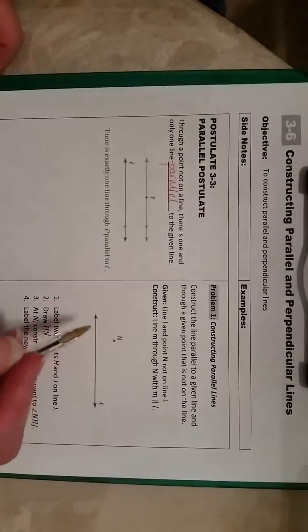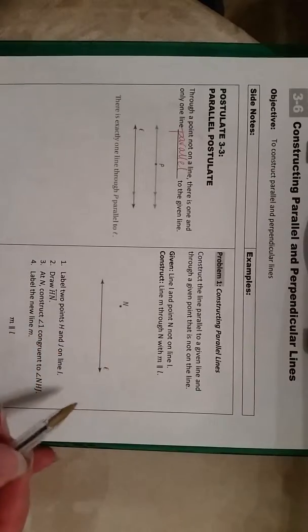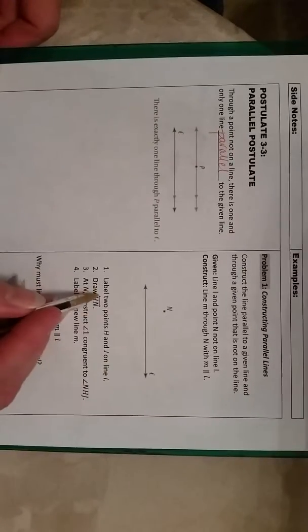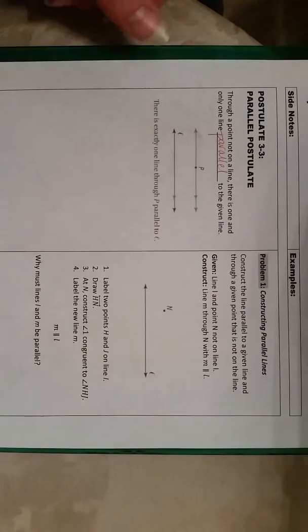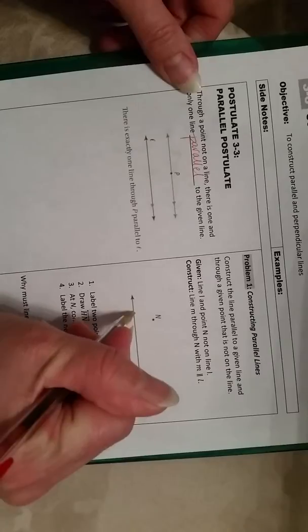So in problem 1, we're going to be constructing parallel lines. We're going to construct the parallel line to the given line through a given point that's not on the line. So we have line L, we have point N that's not on line L, and we have to construct line M through N so that line M is parallel to line L. The first thing that you have to do is label 2 points on line L. We're going to call those H and J.